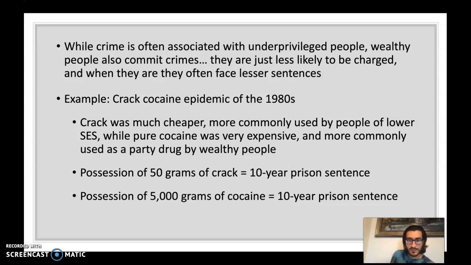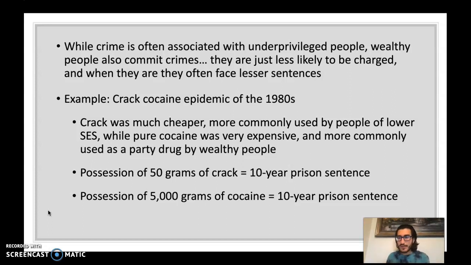So again, crack was predominantly associated with people of lower socioeconomic status, especially people of color. Cocaine, far more likely to be used by wealthier people, was far more expensive to obtain, and it was predominantly therefore used by white people given the intersections of socioeconomic status and race in our society. But look, you needed to have 5,000 grams of cocaine to get the same prison sentence as crack, which is just another way of showing how people in power use their power to manipulate these systems to privilege them, right?